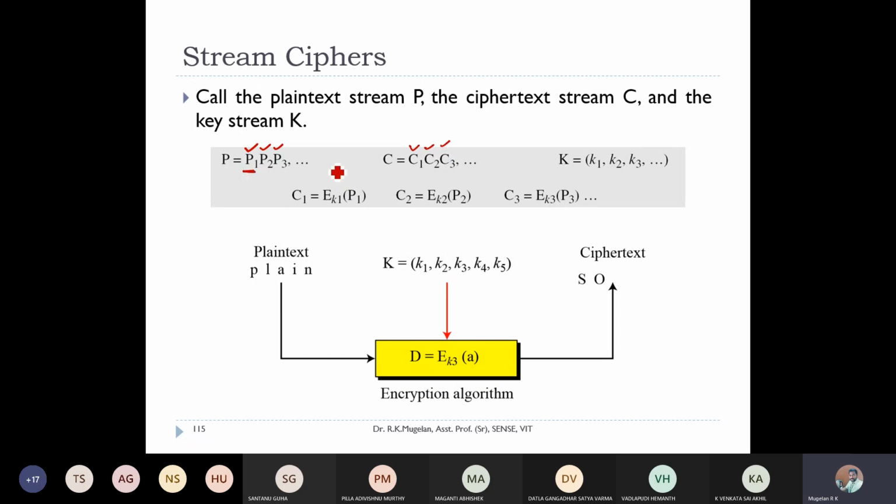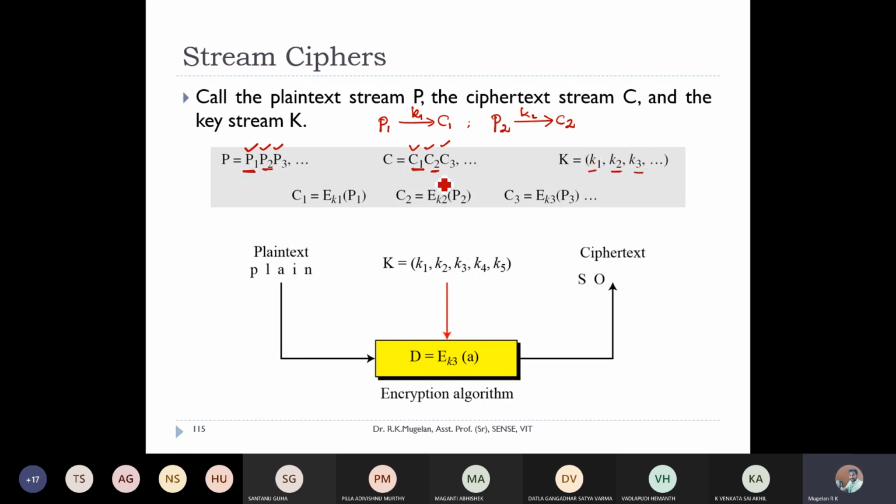So P1 is encrypted as C1 and P2 is encrypted as C2. For this encryption, I am not using a single key. To convert P1 to C1, I'll be using the key called K1. And to convert the plain text P2 to C2, I'll be using the key called K2 here. So here also there is a stream of keys. Each and every plain text is going to be converted into a cipher text using unique keywords present in the entire stream of keys. So that's why it is called a stream cipher.